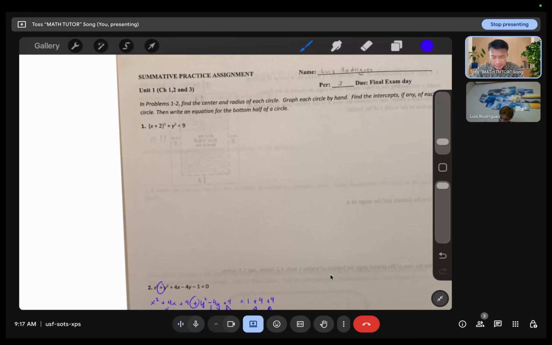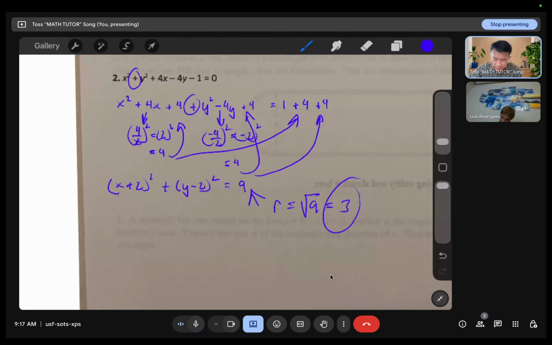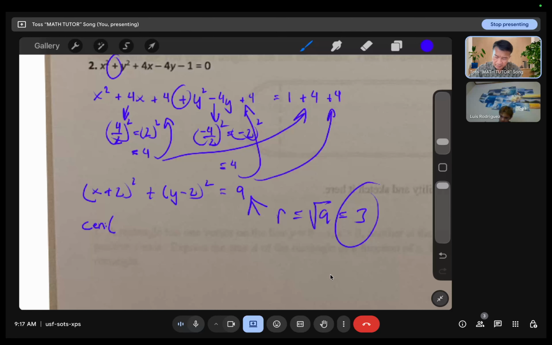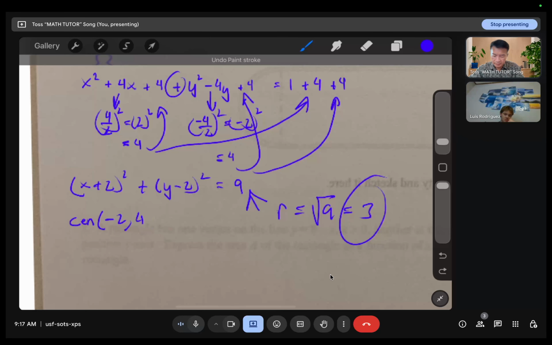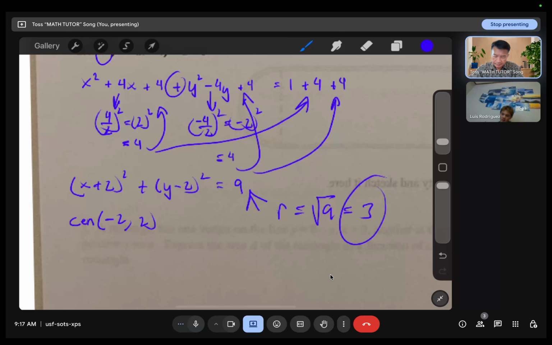What is the next part? Center. Center is the opposite. H, K. Wait, let me write the center. The word center. I recommend you write center, don't use C. So center is going to be negative 2 comma positive 2. H comma K, or X comma Y. Yeah. Opposite here. Wait, why is the center at negative 2, 4? Not 4. Negative 2, 2. Sorry. H, K. Is that okay? Opposite here, opposite there. They're trying to mess with you on that one.